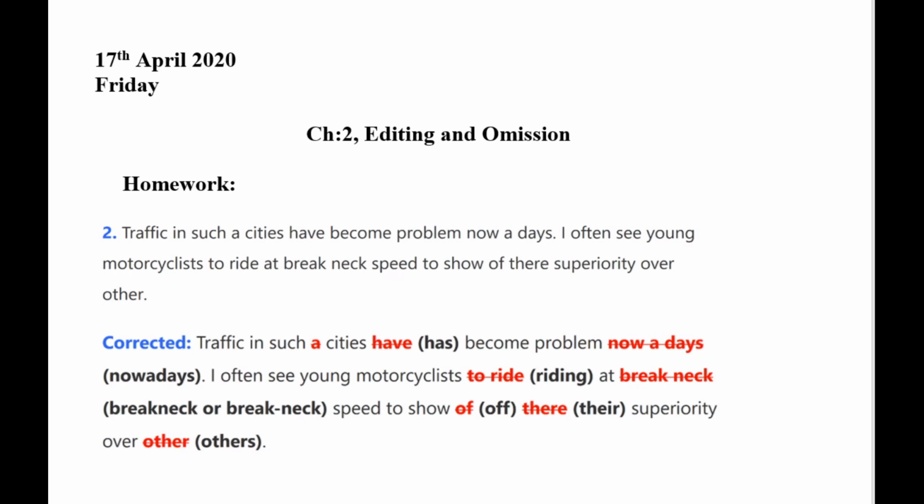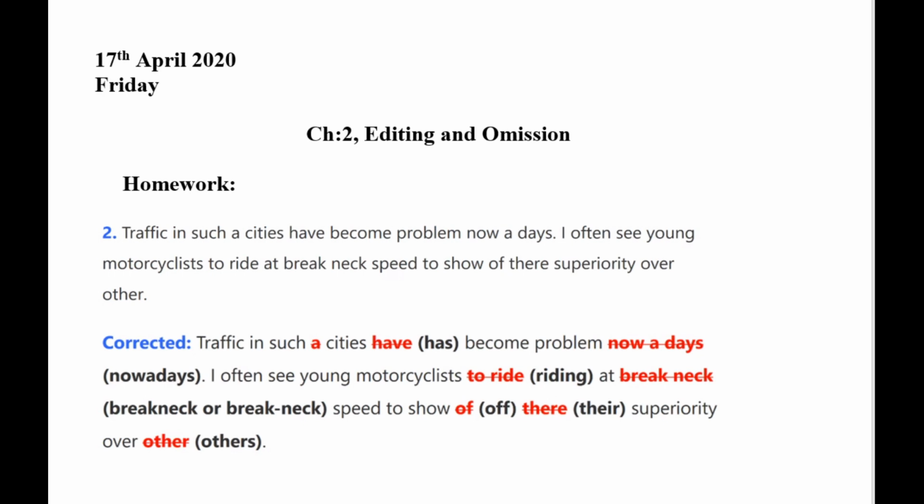I often see young motorcyclists. Now instead of to ride, it will be riding, a continuous form. Again, breakneck is written wrong. Omission is there. So the correct form is given in the bracket. Speed to show off. Spelling of off is wrong here. Spelling of there is also wrong here. So the correct spellings are there in the bracket. Superiority over others. It should be others, not other. Singular and plural form of the verb. There are certain mistakes here.